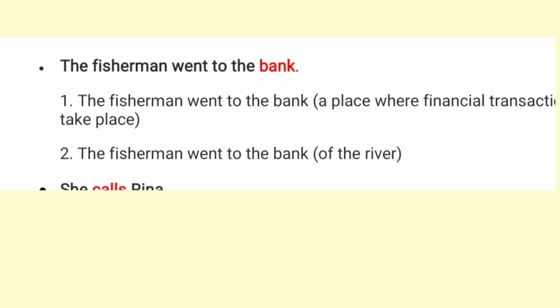Let's see the second example. The fisherman went to the bank. In this sentence, the word bank creates the ambiguity because bank means a place where financial transactions take place, and it also means the bank of a river. So the two possible meanings of this sentence are the fisherman went to a place where financial transactions take place, and the fisherman went to the river bank.